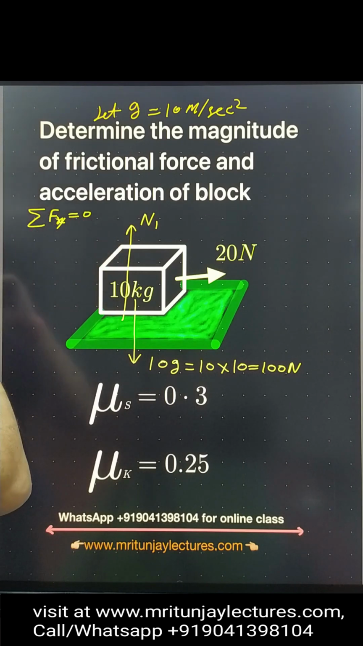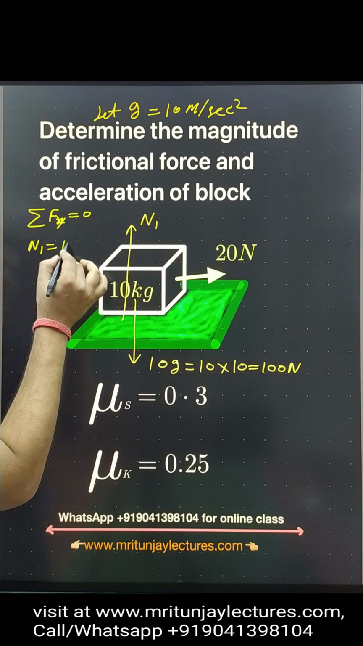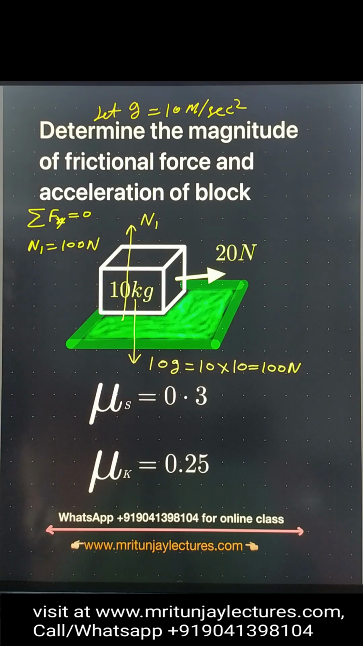This block is not moving along this direction, so you can say that the sum of f of y is 0. It means N1 is equal to how much? 100 Newton. I also clear. And mu(s) and mu(k) are given. Mu(s) means coefficient of static friction and mu(k) means coefficient of kinetic friction.